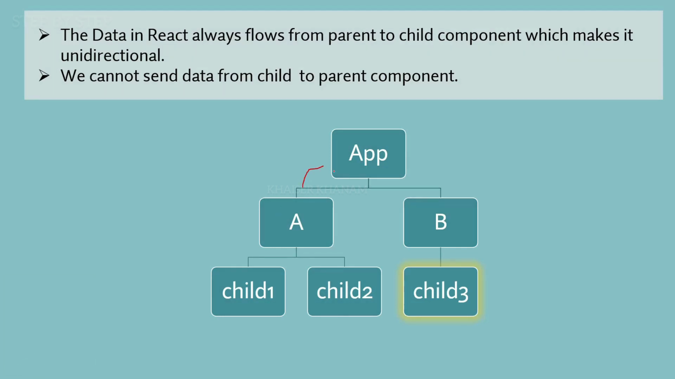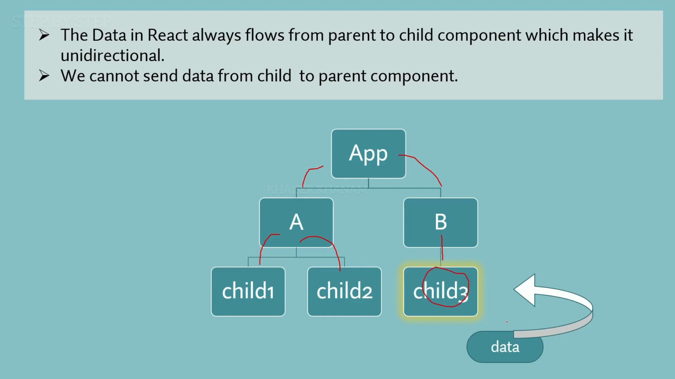Inside this, I am having A and B components. Then inside A, I am having child 1 and child 2. Then inside B, I am having child 3. Now just think, all my complete data is stored. In this example, I am not taking any state or any container. My data is not stored inside any container. It is stored inside this child 3 component. My main data is present inside this child 3 component.